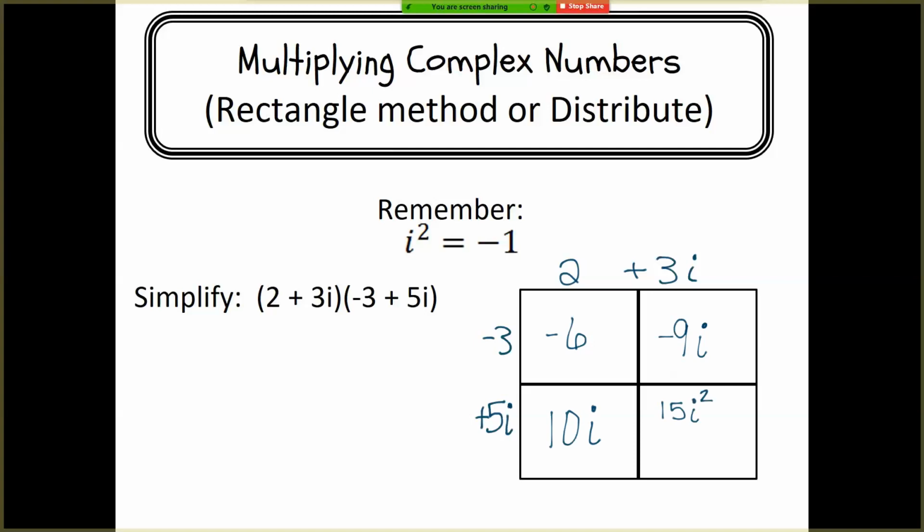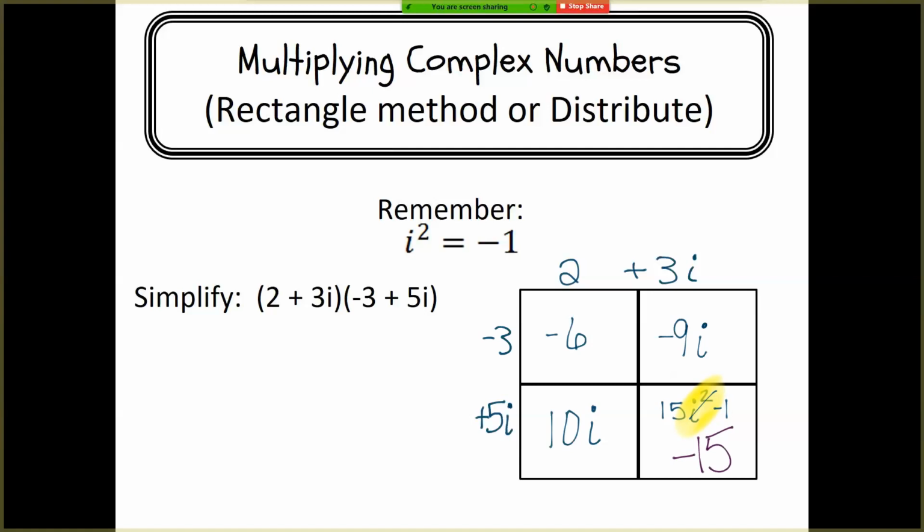Well, remember, this i squared gets replaced with -1. So what this really means is I'm taking 15 times -1, which gives me a value of -15 for this bottom box. So I've taken the i squared out, replaced it with -1. -1 times 15 gave me that -15.